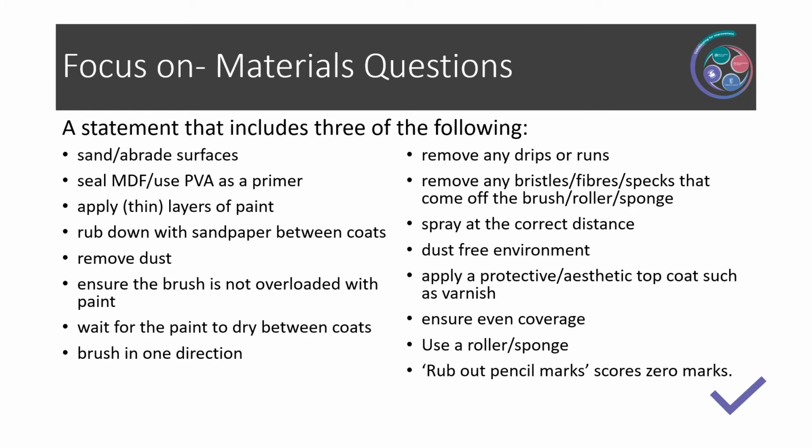To get 3 full marks, you need to have said 3 of the following things. Sanding or abrading the surfaces, also known as keying the surface, allows the paint to stick better to the wood. You can also seal the MDF or use PVA or a primer paint. Apply thin layers of paint stops an unwanted texture. If you get an unwanted texture, you can rub down with sandpaper in between coats. You need to make sure you're removing dust before you start painting and in between coats. Making sure there's not too much paint on the brush also helps avoid an unwanted texture.